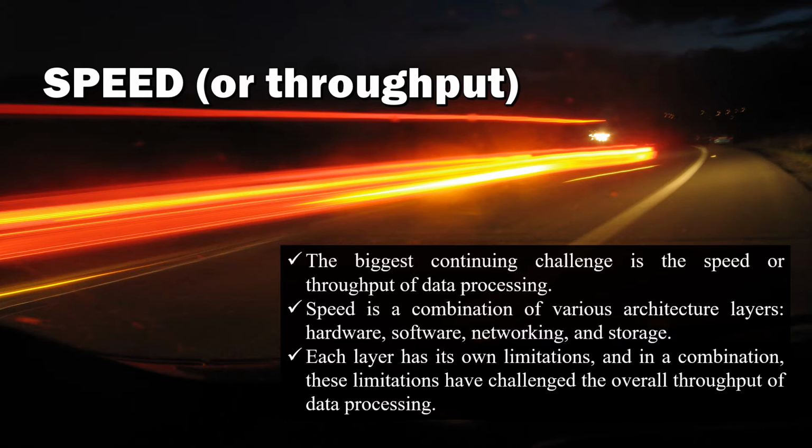Let's say another example: you have very good hardware, very good software, and your network has no problem, it is very fast, but you have no storage, so it's also a limitation. If you have a limitation in one of these, that means the data will take a longer time to process. So this is what is meant by the speed challenge in data processing. It is the biggest because it's a combination of these four instead of only one.